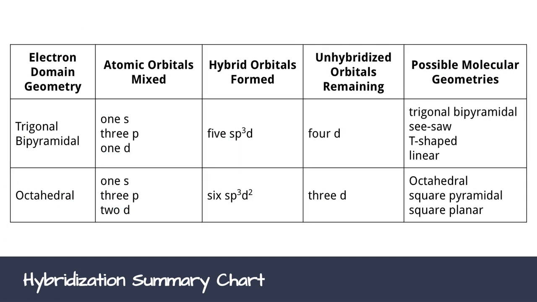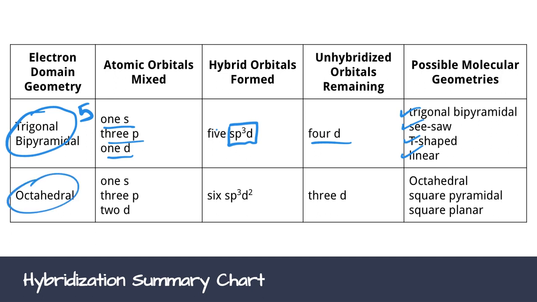Okay, if we continue on, you can sort of see a trend here for trigonal bipyramidal shapes. So these are our 5 electron domain geometries. We need 5 orbitals to hybridize. So we're going to take 1s, 3 p's, and then the next one up is d. So we'll take one of the d's. That is going to make 5 sp3d hybrid orbitals. There are 4 d orbitals that are unhybridized. And so anytime you see a trigonal bipyramidal, seesaw, T-shaped, or linear shape, they will have sp3d hybrid orbitals.